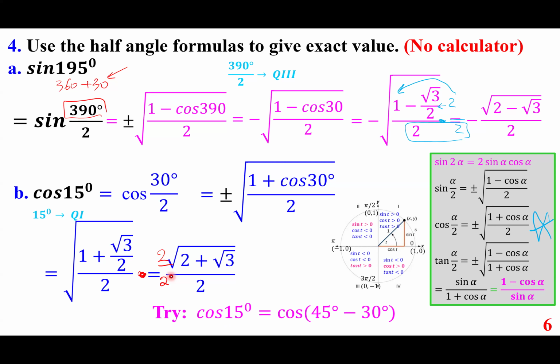Try finding it in the following manner. Cosine of 15 degrees is cosine of 45 degrees minus 30 degrees. You can do that methodology. So there are various formats.